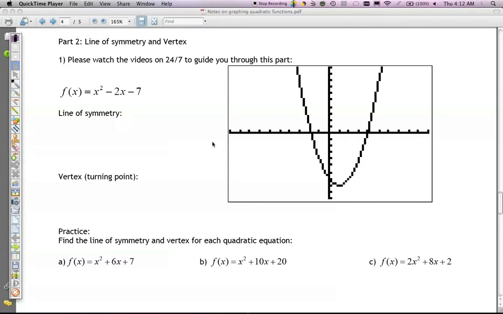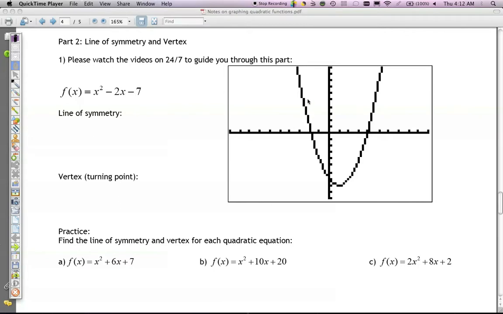Okay, so part two. Hopefully, you learned some stuff from your exploration with part one. Hopefully, you're getting an idea of the relationship between the factors of a quadratic equation and the roots. Remember, the roots are the places where the graph touches the x-axis. Another name for them is the zeros of the function.